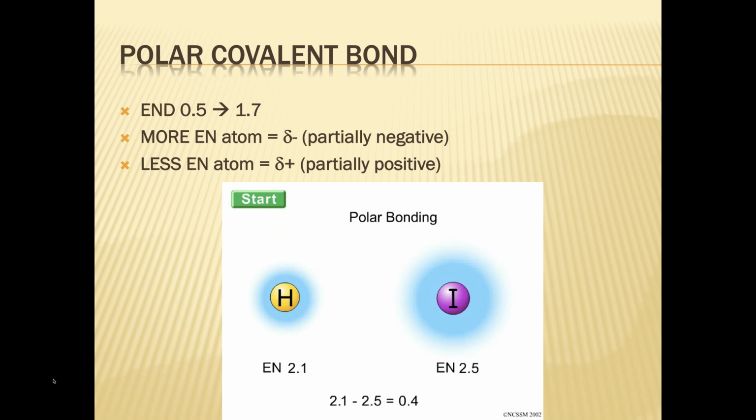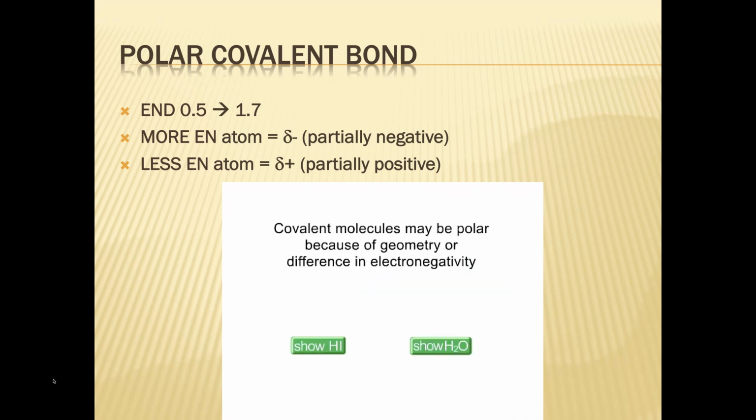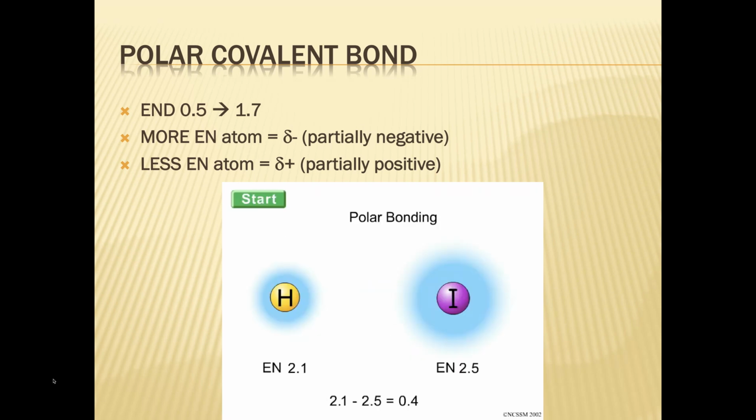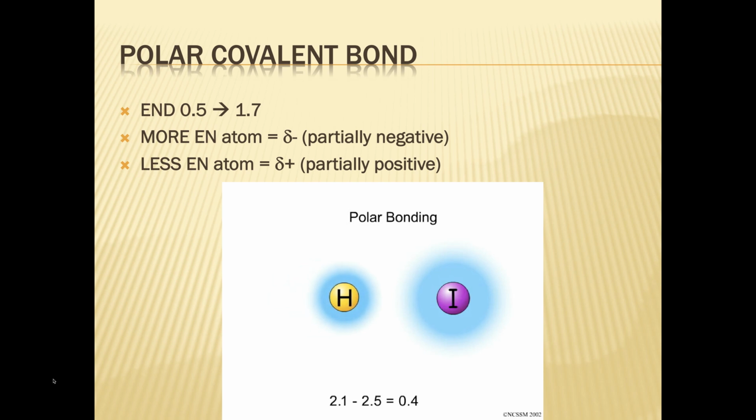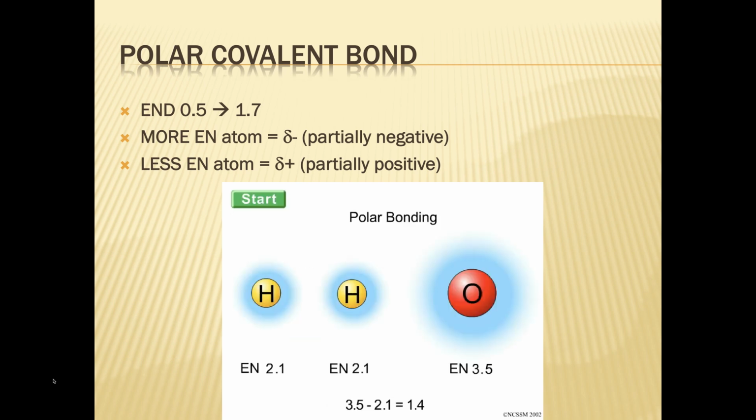So here we have hydrogen and iodine that have a difference in electronegativity. It's not that great, but you're going to see how the electrons are pulled a little more towards iodine than they are to the hydrogen. And this is going to build up a slight separation of charge. That's what polar means, like north and south pole, positive and negative pole.